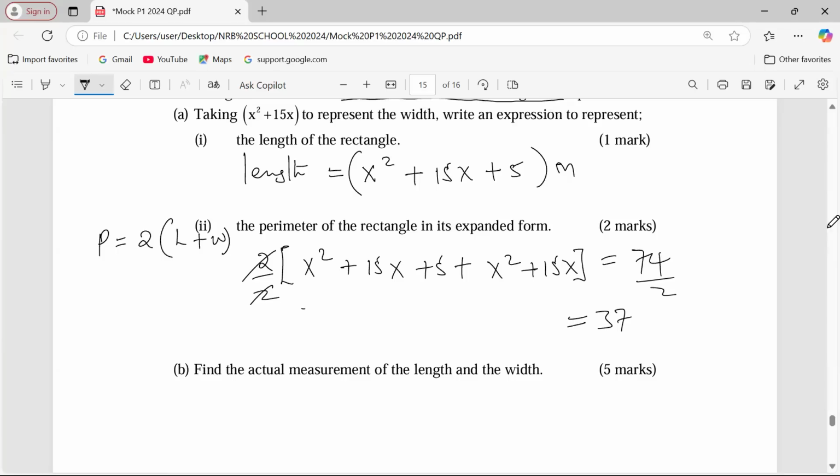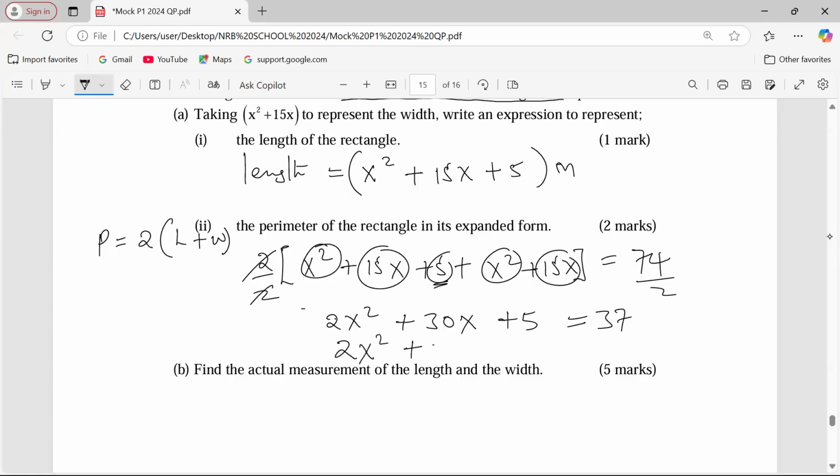When I group terms, you discover that this is a 2x squared, then this is a 30x, then we are having 5 here. So we can group terms and have 2x squared plus 30x minus 32 equals to 0. And looking at this equation, we have already expressed it.